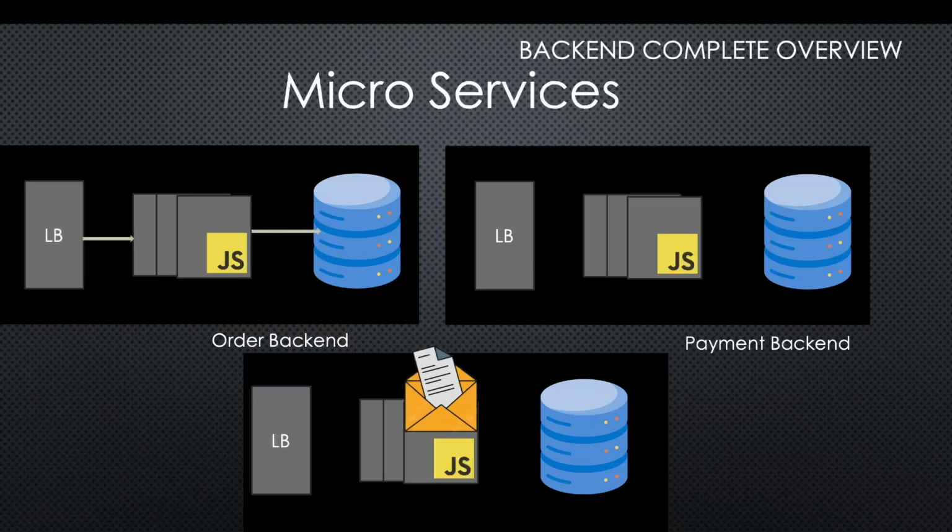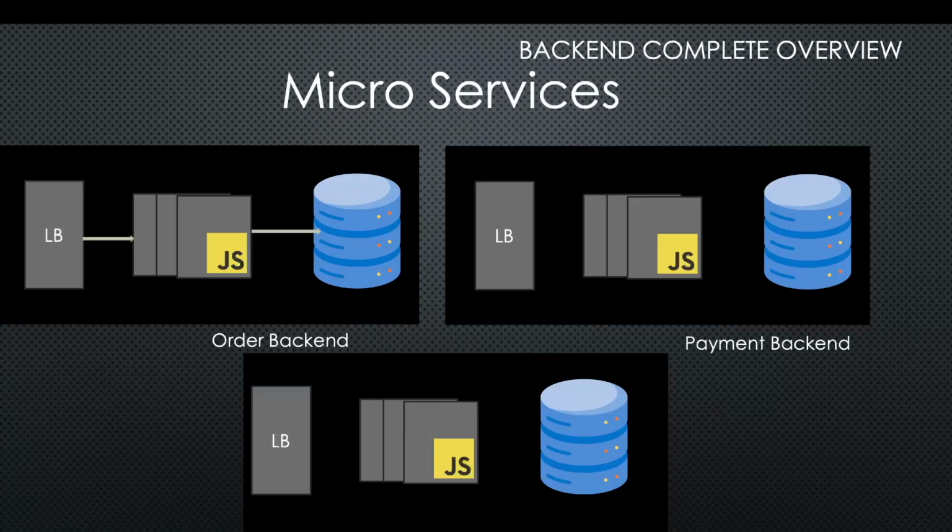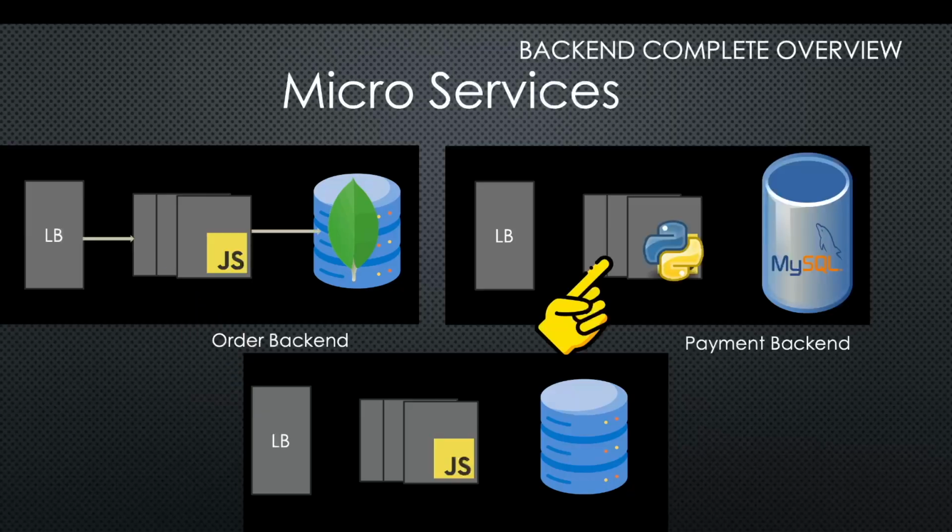So splitting our backend into separate backends like this is called microservices. This helps us keep our code base smaller and more focused. Each microservice does not have to use the same programming language and database. One microservice could be using JavaScript and MongoDB, and another microservice could be using Python and MySQL.